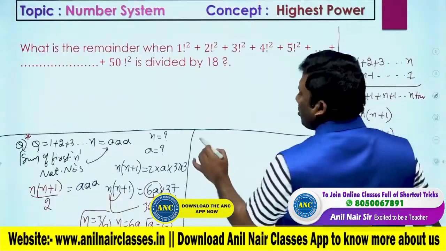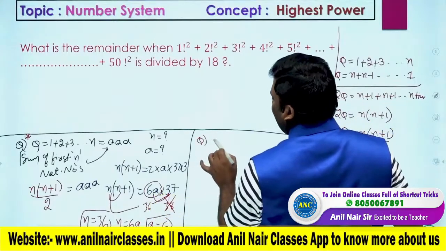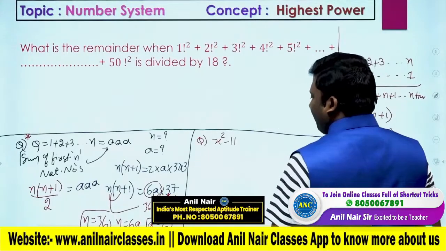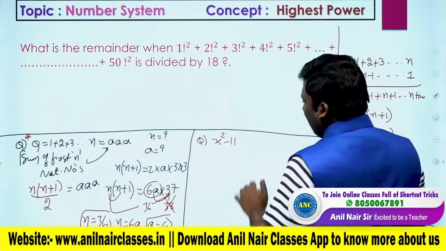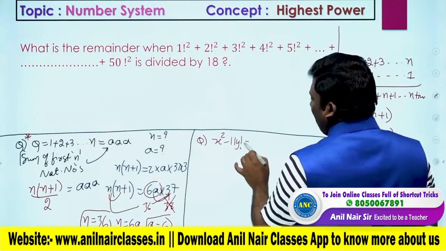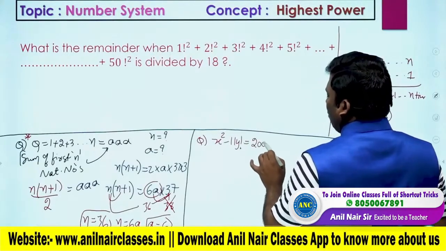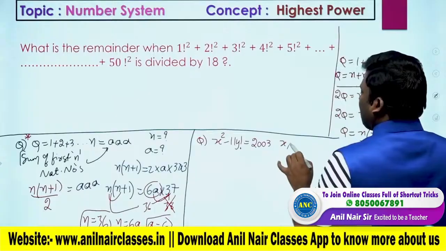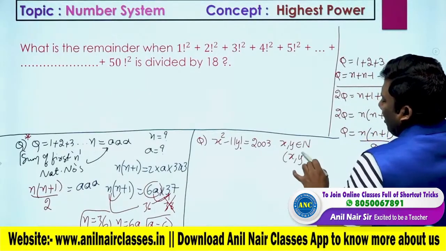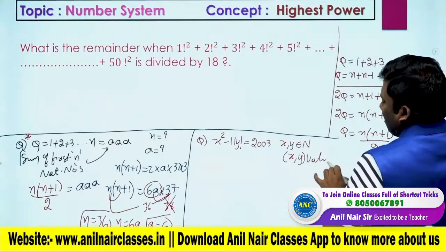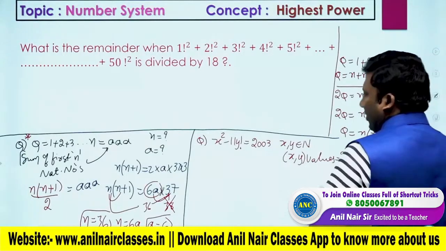Next, another question. This is a CAT level question. X square minus 11 y factorial is equivalent to 2003. X and y are natural numbers. How many values will (x, y) take such that this equation is satisfied?